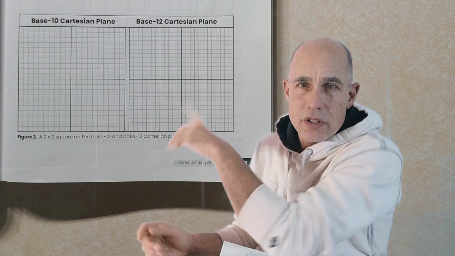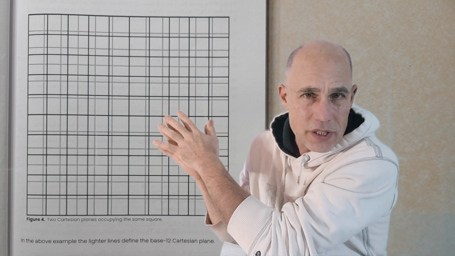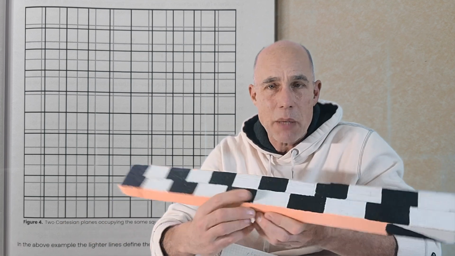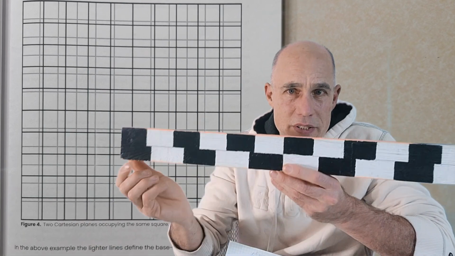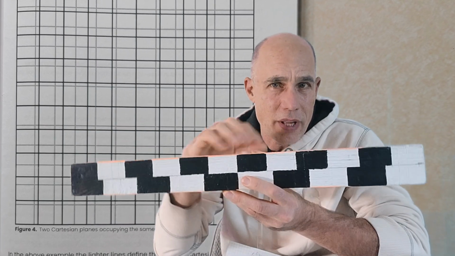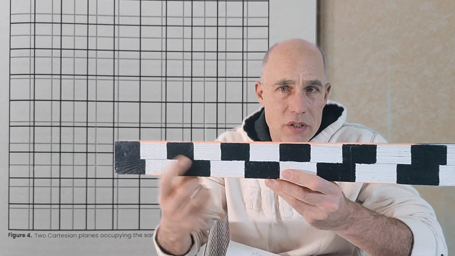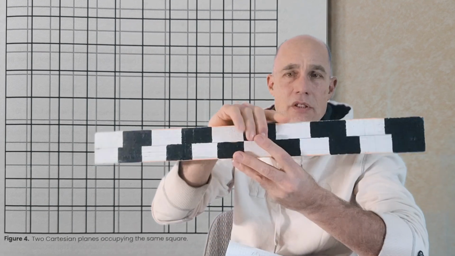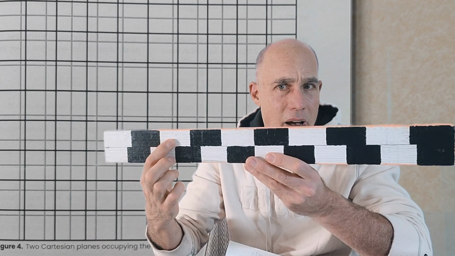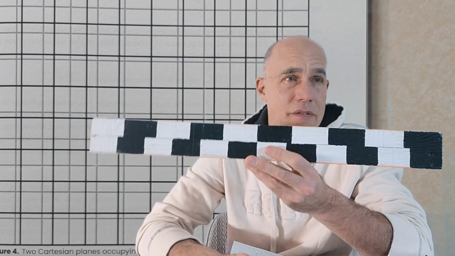And actually you can see here the two Cartesian planes are laid on top of each other, and you can see that there's a lot of points that line up in different locations. So some of those points are the same. If we go to the center point, we can see that 0.5 in base 10 is 0.6 in base 12. That's exactly equal. 0.3 in base 12 is 2.5.